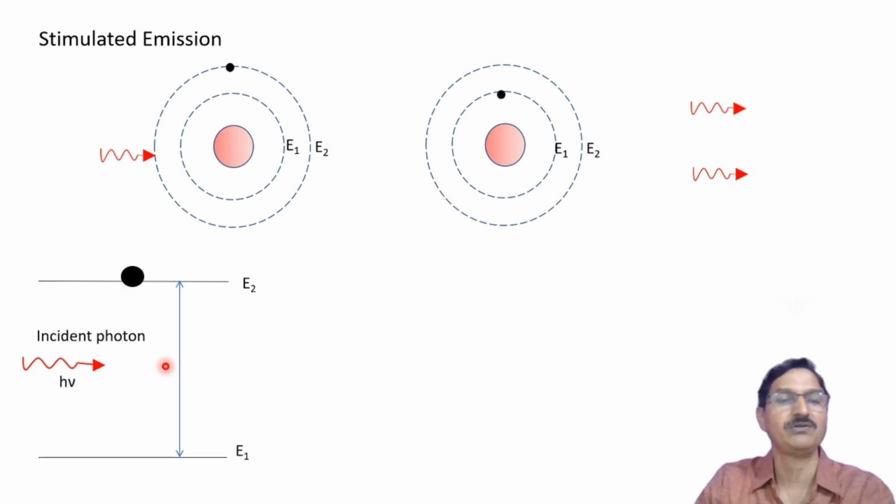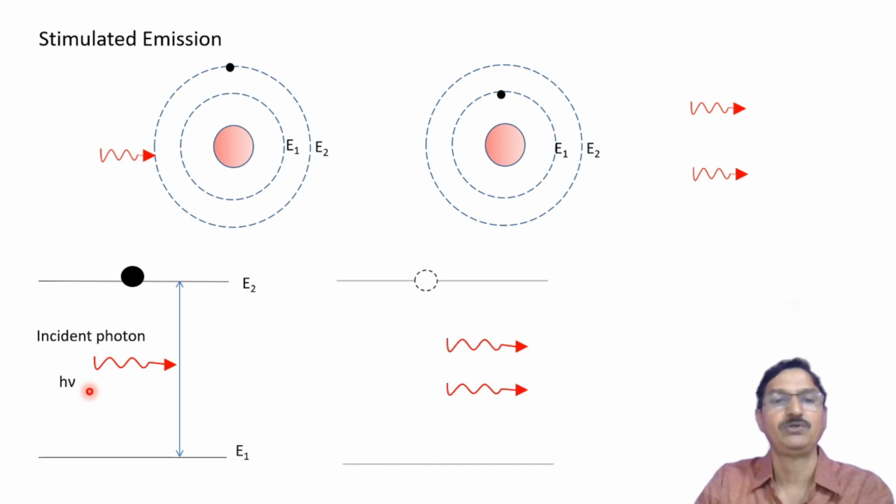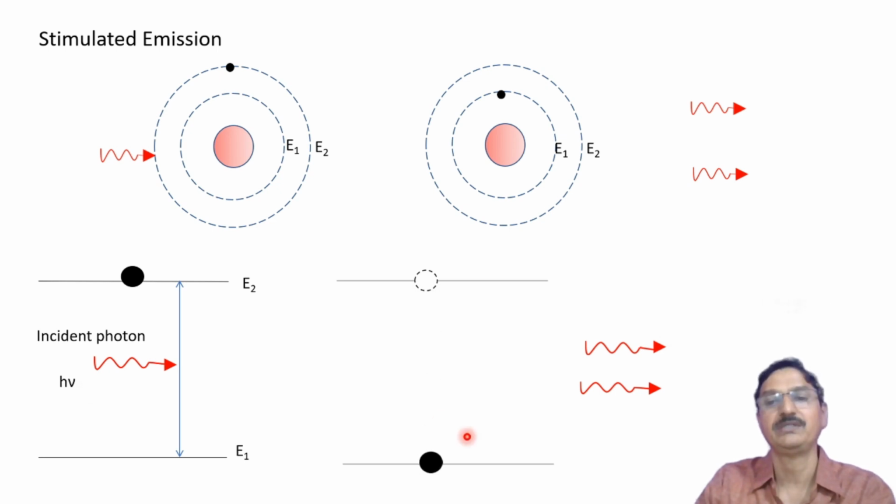So we can see on the basis of the energy level diagram that the photon is incident with energy h mu, and it is absorbed by this excited atom. Two photons will be emitted and the atom comes to the lower state or the stable state by emission of these two photons.